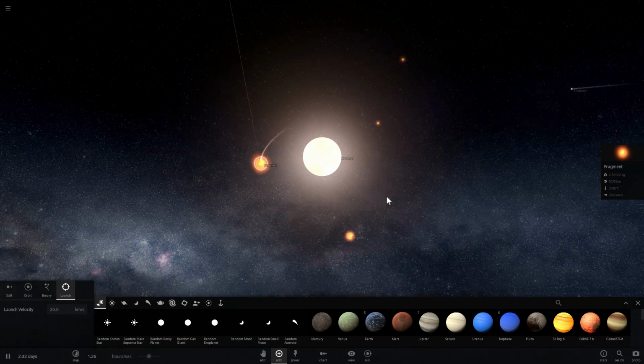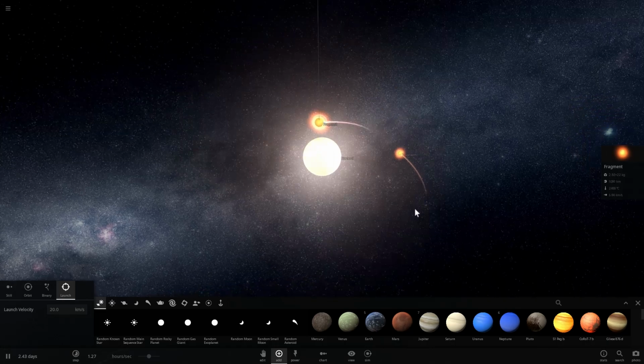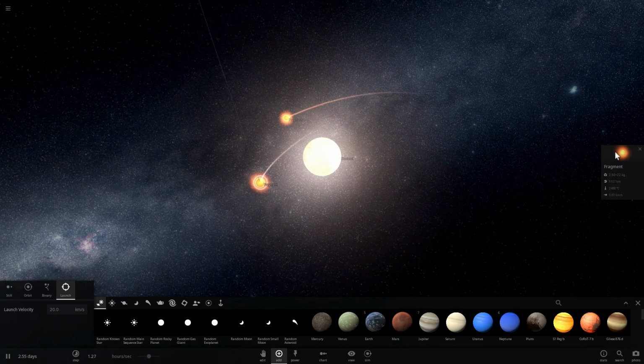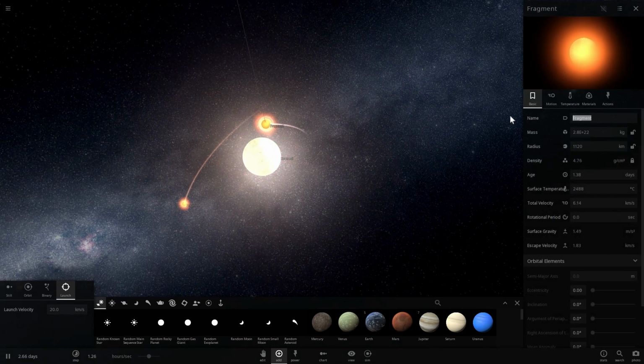And so yeah, maybe it's just because Earth got lucky. Maybe Earth got lucky and it created this moon that I currently have right here called Fragment, but we're going to name it Moon.